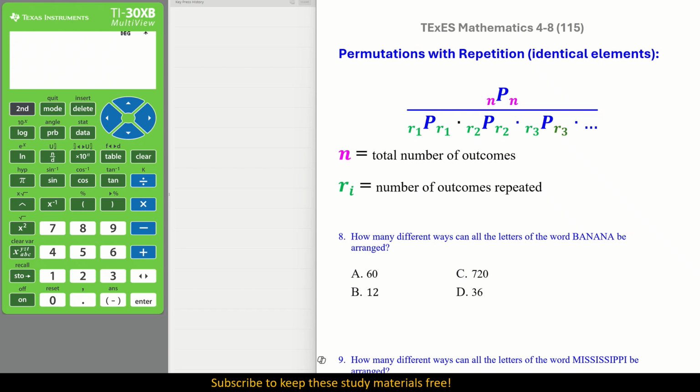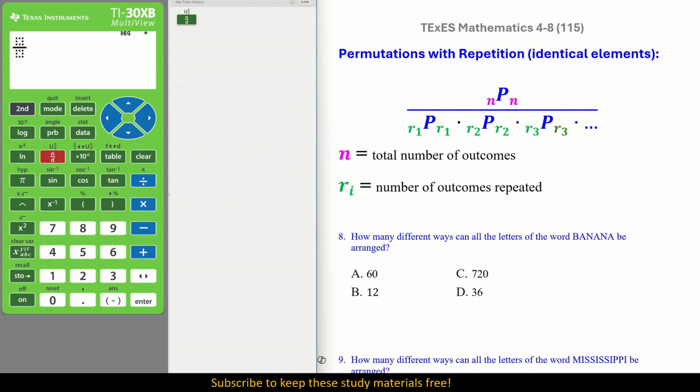Number 8, how many different ways can all the letters of the word banana be arranged? Okay, this is a very popular question. What you have is a permutation. First, you know it's a permutation because the arrangement, meaning the order of the letters in a word, does matter. And you have repetition of letters in the word banana. So what you have to do is take the total of all of the possible permutations, which is 6 letters. So that'd be a 6 out of a 6.